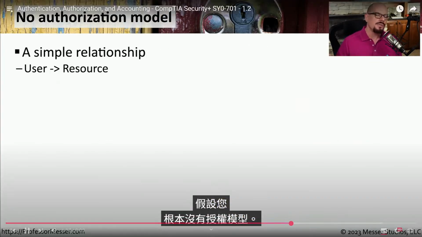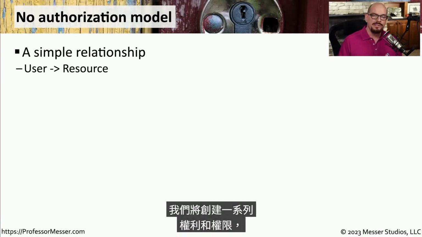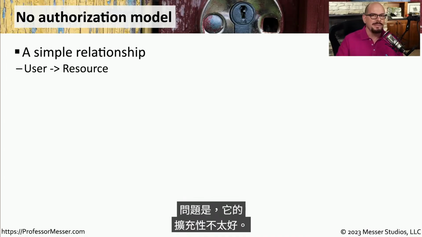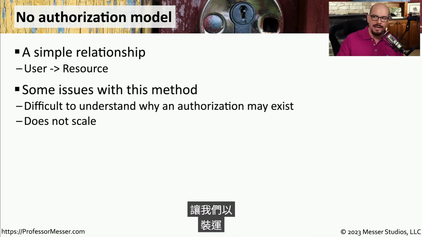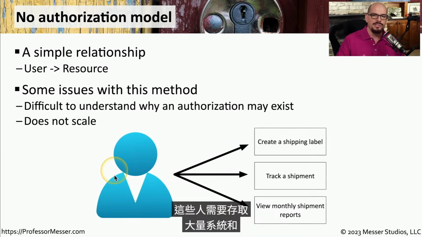Let's say that you had no authorization model at all. We would create a series of rights and permissions where the user has rights to access the resource. The problem is that this doesn't scale very well. Let's take an example of somebody in the shipping and receiving department. This is someone who needs access to a large number of systems, a lot of data.